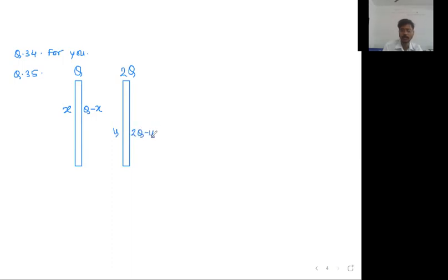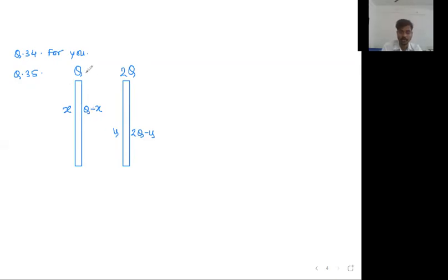Try to understand. Suppose the first sheet is absent. In that case you can say that half charge will be here and the remaining half will be here. Suppose the second sheet is absent. In that case, half charge will be here and the remaining half charge will be here. That we have already proved in the last example.